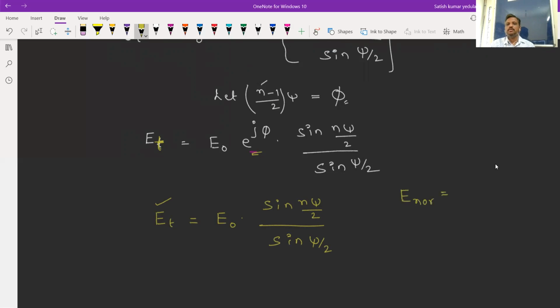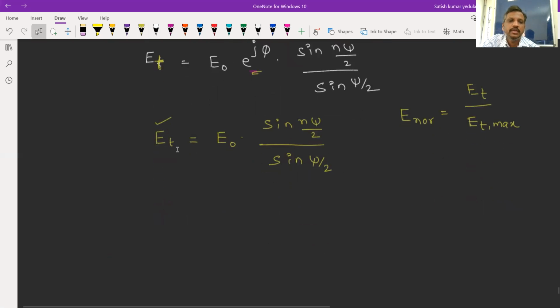But you need the E normalized component, which is called the array factor, that is Et by Et maximum. But how do you get Et maximum? If you have only a sine function in the numerator, you can take that, but here you have both numerator and denominator. If you take ψ equal to 0 here, then you can get Et which is maximum. But when you take ψ equal to 0, then sin 0 by sin 0, 0 by 0, is in indeterminate form.